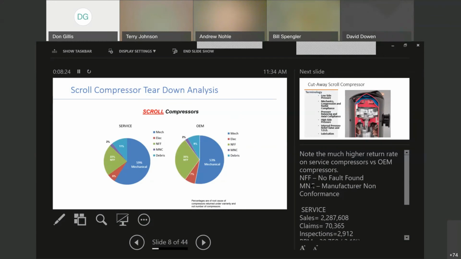And then we have the MNC, manufacturing nonconformance. That's on us. You'll see that that percentage is fairly small. It's actually smaller than this now. This is slightly dated, but not that much. The reason we have less on the scrolls is twofold. Most of the scroll is done robotically, and again, there are fewer moving parts than we would have on a semi-hermetic.